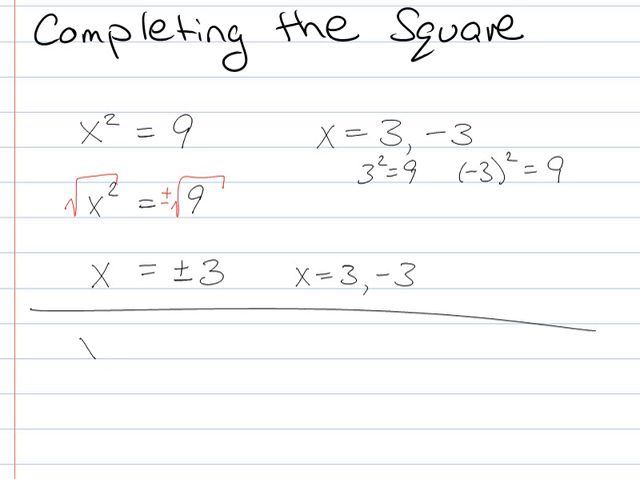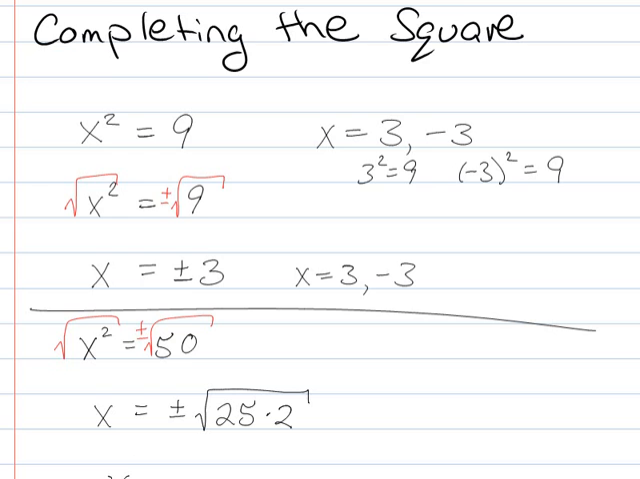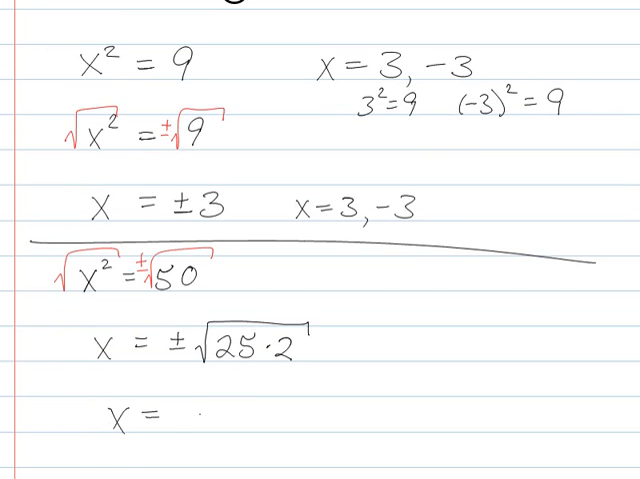Similarly, if I had something like x squared is 50, that might be something you can't necessarily do in your head, but you can solve it the same basic way. So you take the square root of both sides and you put the plus or minus in front of one of the sides. So you have that x is equal to plus or minus the square root of 50. We can separate that out into 25 and 2 to get, eventually, x is equal to plus or minus 5 square root of 2. Okay, so your solutions are 5 square root of 2 and minus 5 square root of 2.